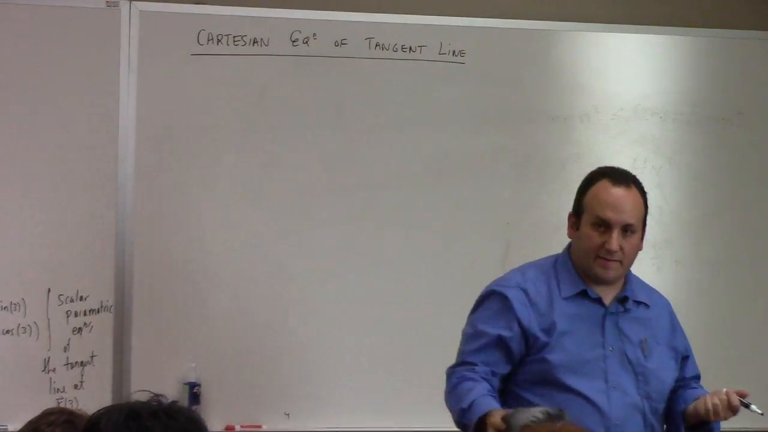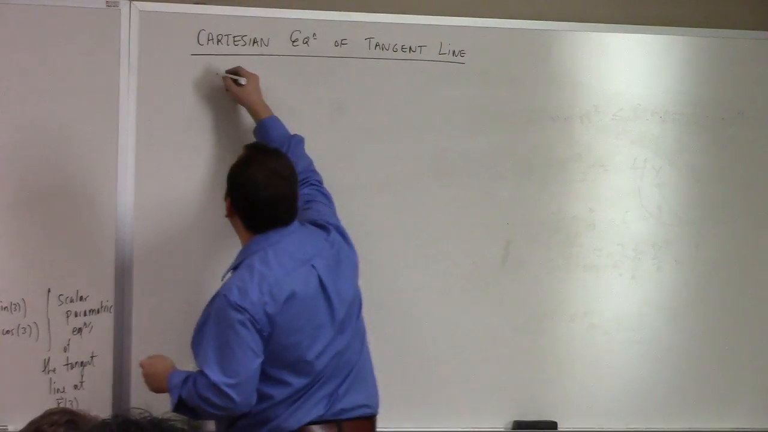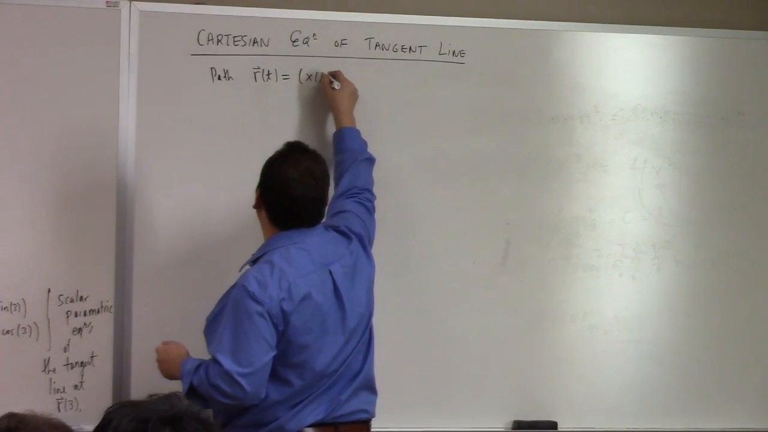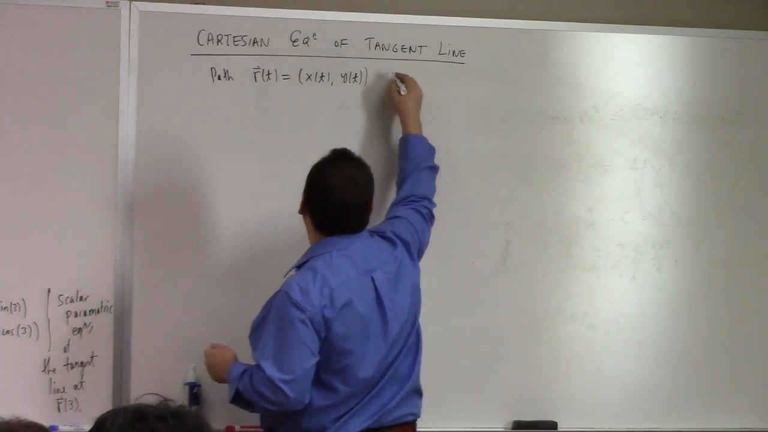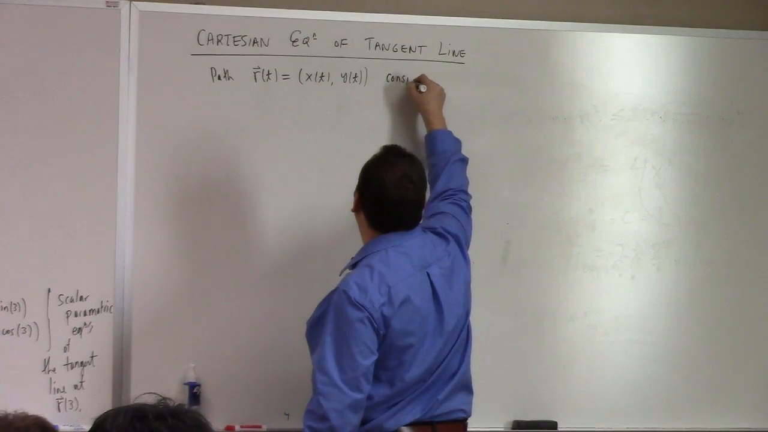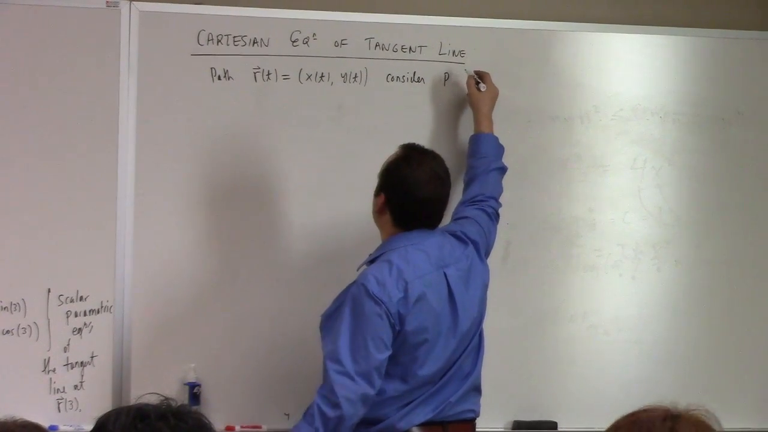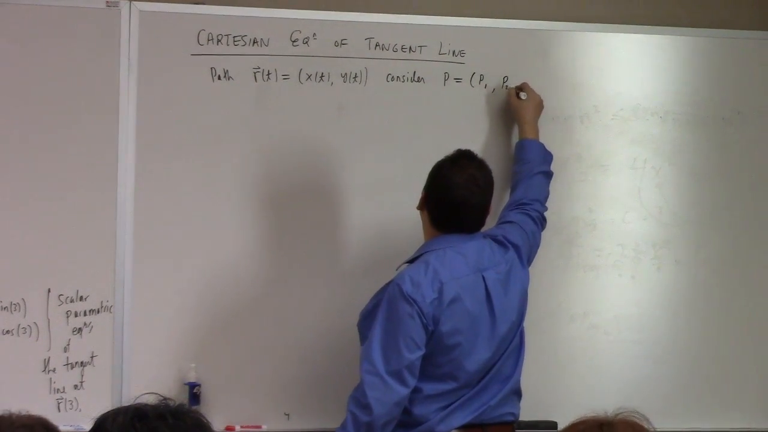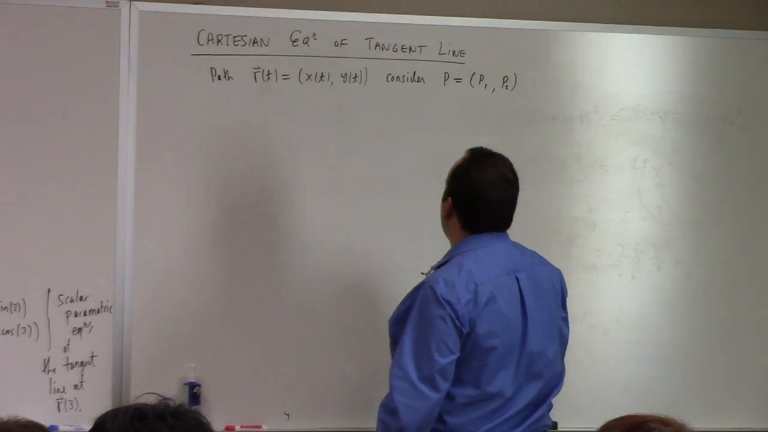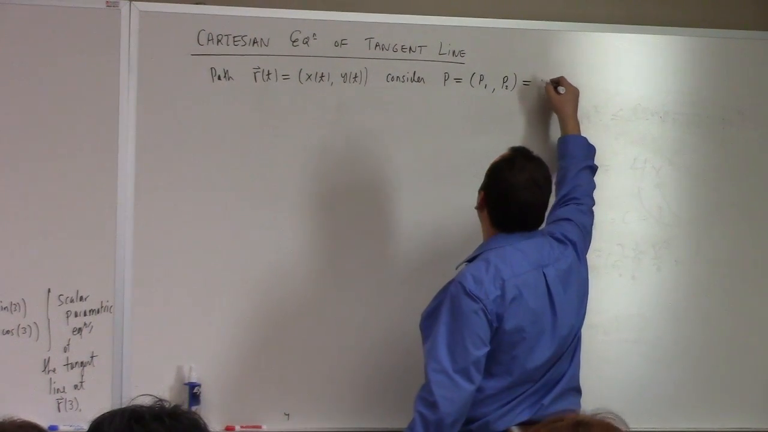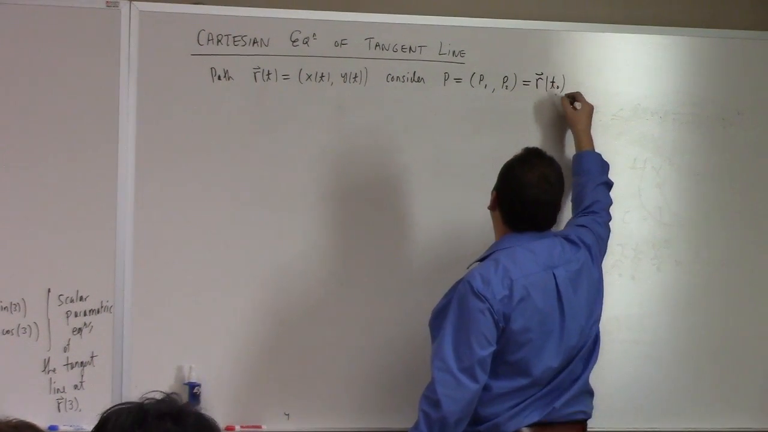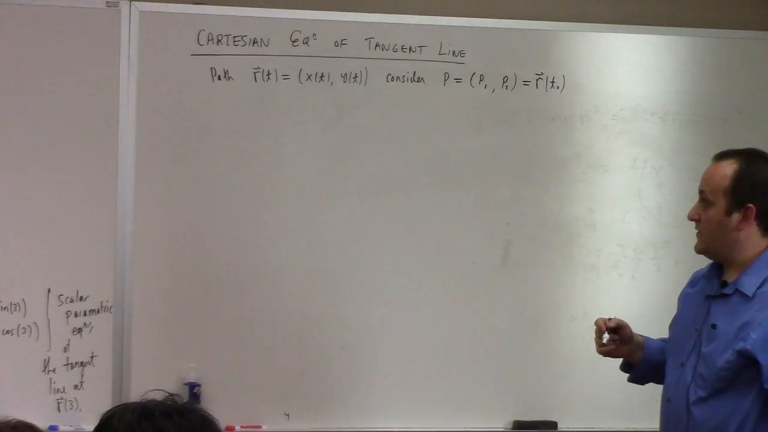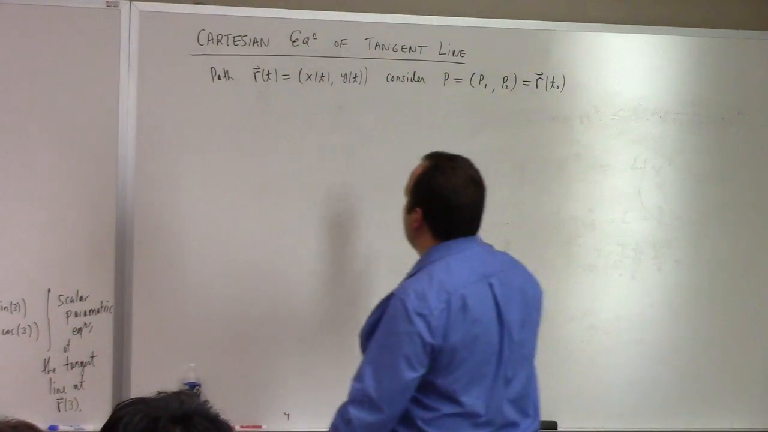So suppose we're looking at a path r of t, which is x of t, y of t. And consider a point P, which is equal to, let's say, P1, P2, and that's equal to r of t naught. So the parameter t naught maps to that point on the path. Assume that the derivative exists there so we can find the tangent line.